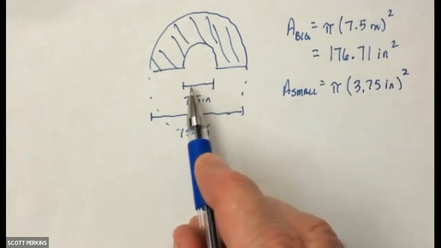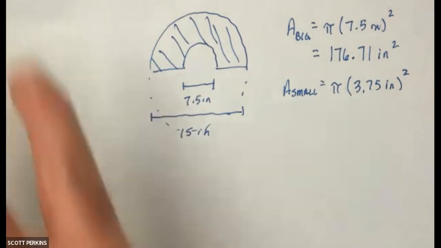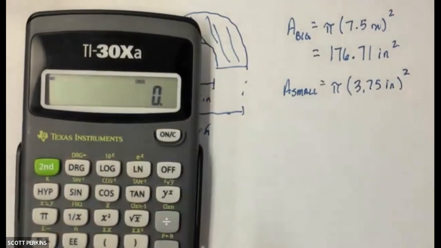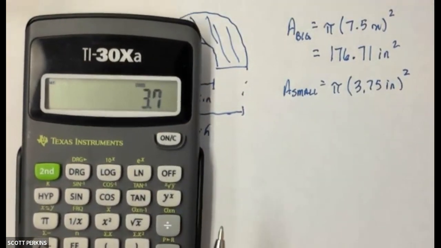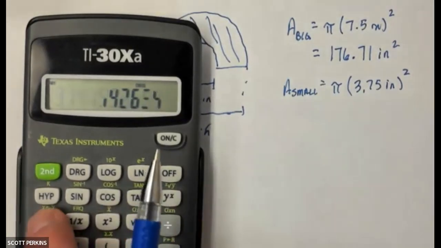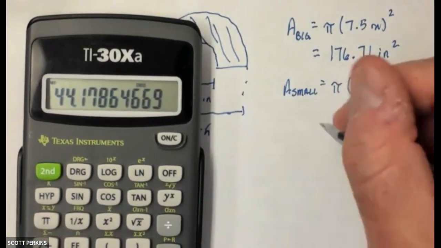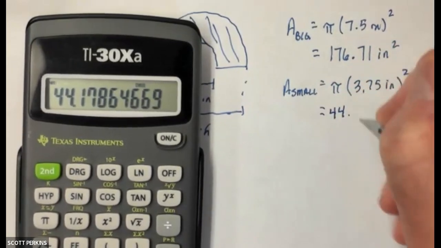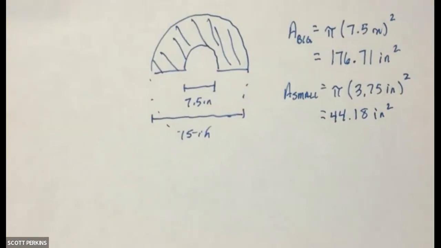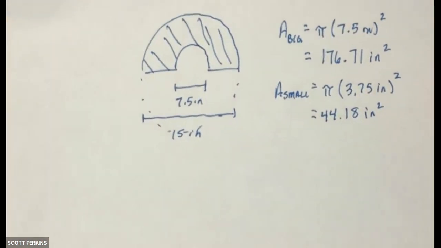So here's my smaller circle. Half of that distance is 3.75. So again, to my calculator. So I have 3.75, which I'm going to square. And then I'm going to multiply that times the pi. And I get 44.18 inches squared.